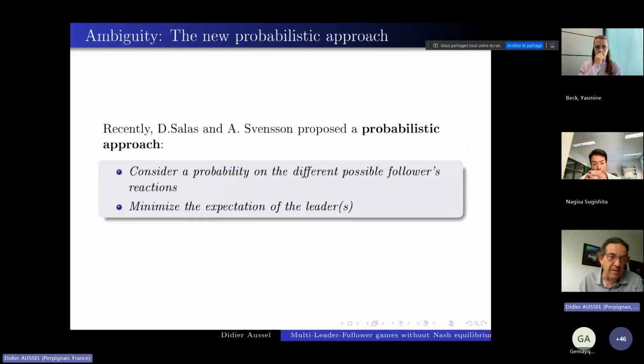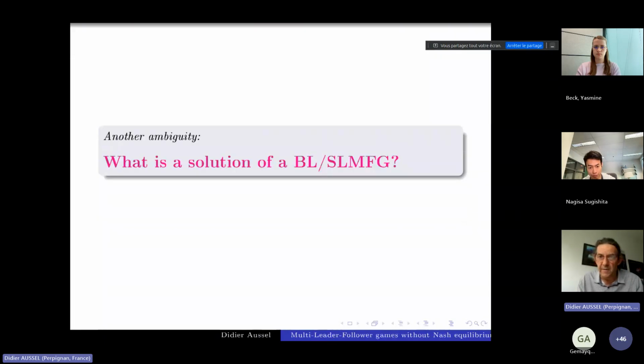But you have also some probabilistic approaches, for example. So recently, Sala and Svensson from Chile proposed, I will not speak so much about that, a kind of Bayesian approach to select one point into the possible multiplicity of the response of the follower. So those are some very important things that we have to decide before going into the model. But there is also another very important point, and there are not so many people speaking about that. What is a solution, finally? What do we mean by solution?